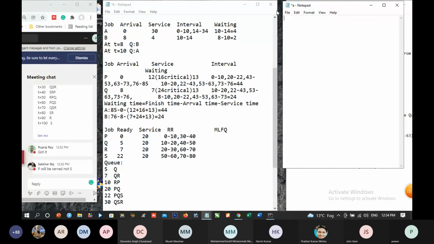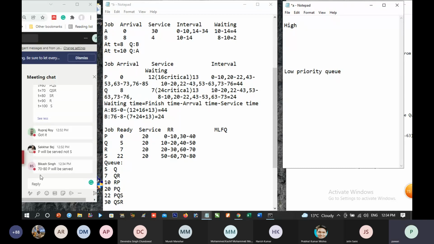Any question? Sekhar Batch, your doubt is clear? Now, we shall see that there are two queues in multi-level feedback queue. High priority queue and the low priority queue. This is high queue and low queue. You see, 70 to 80 P will not be served because nothing is remaining in it. Service time I changed from 30 to 20 because. Any doubt now? Yes. Now high priority queue and low priority queue.